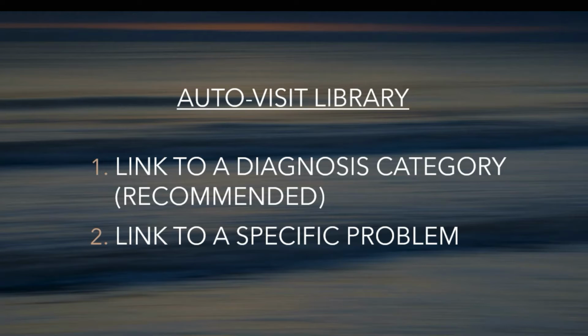So all of the diabetes codes are actually in a family or a category, and it's based on the first 3 digits of the ICD-10 code. So the way we recommend using AutoVisit is to do it by category. There are some times where you may want to do an exception to that, and the system will allow you to build an AutoVisit library based on a specific code. But we recommend you do that sparingly.